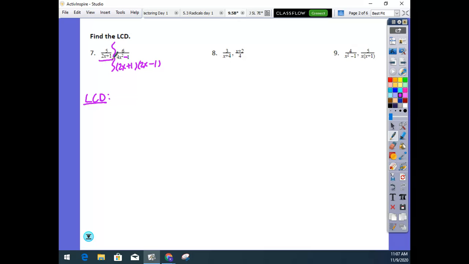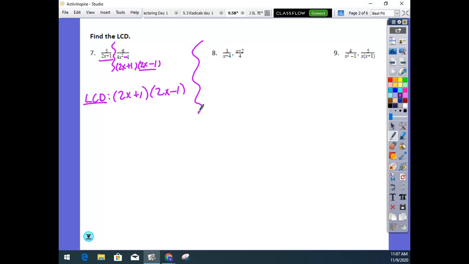All right, so we want common factors. I just pick everything that's in the first denominator, which is 2x plus 1. When we jump over to the next denominator, we already have one of its factors. We just need the other factor. So you're building your least common denominator with all of the factors in the original denominators.